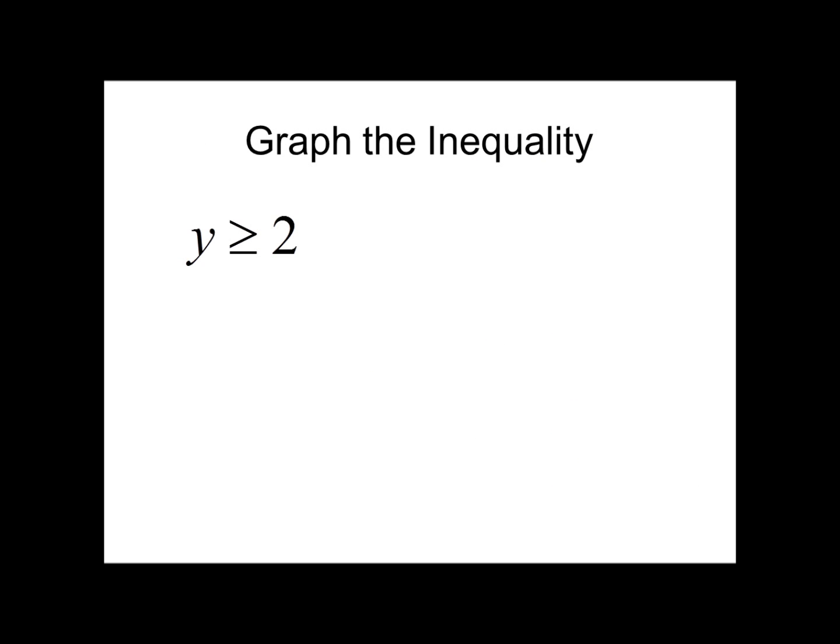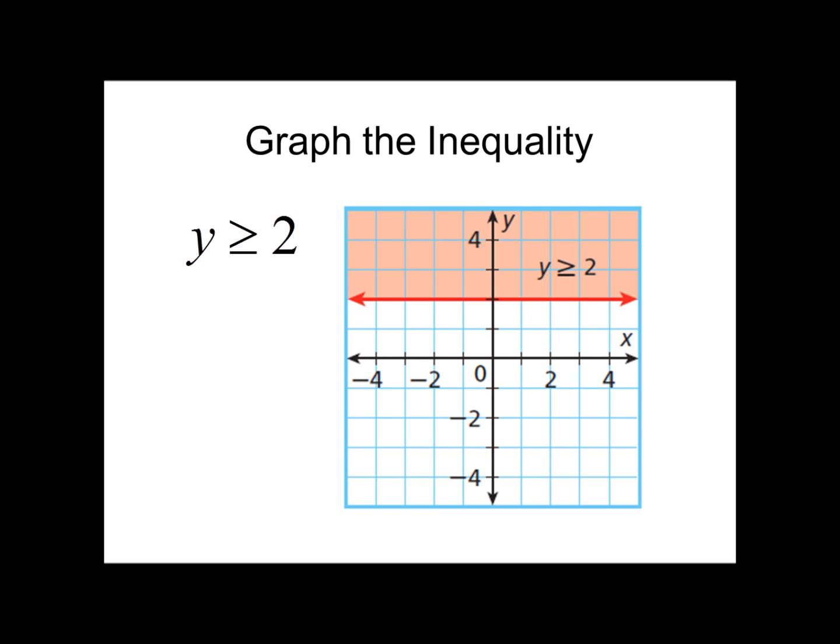Now, let's graph this inequality: y is greater than or equal to 2. It's not really in slope-intercept form. Well, what would the line y equals 2 look like? Well, if y equals 2, that's a horizontal line at 2. Now, are we going to shade above or below it? We shade above it because y is greater than or equal to 2. Notice that our boundary line is solid. Again, our boundary line is solid whenever we see that or equal to in our inequality.